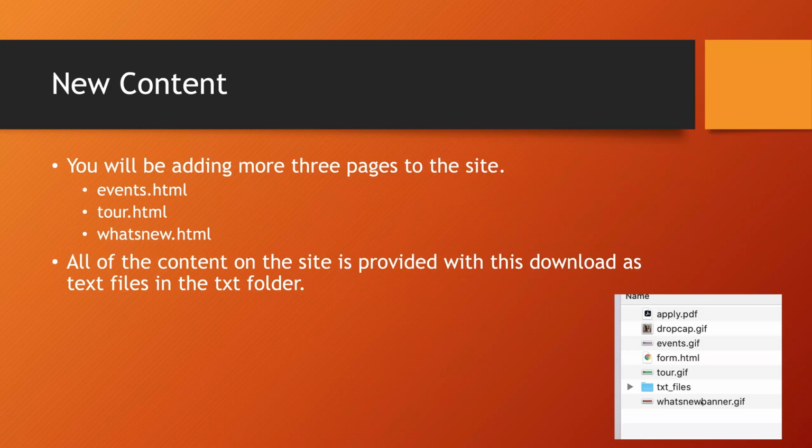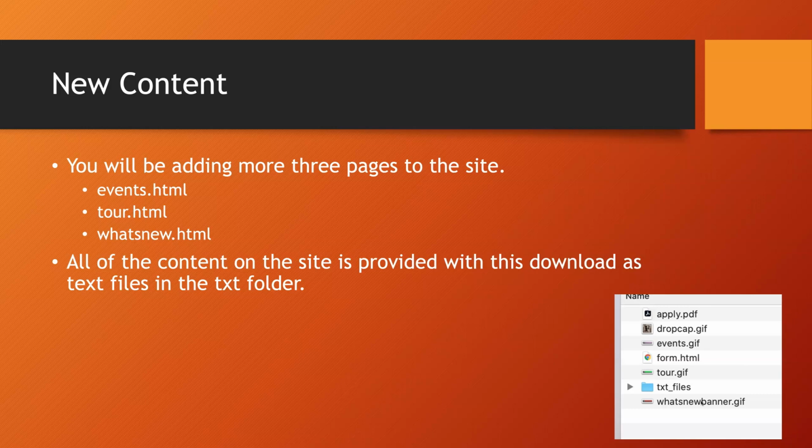So new content, you will be creating 3 new pages: events, tour, and what's new. Those will be brand new pages. So once again, that template's going to come in handy for creating and saving these files out with all the same structure and linking directly to the CSS. So all the content will be provided with this download as text files. This is not a typing class, so you don't need to be looking at the PDFs and trying to type in all the information.